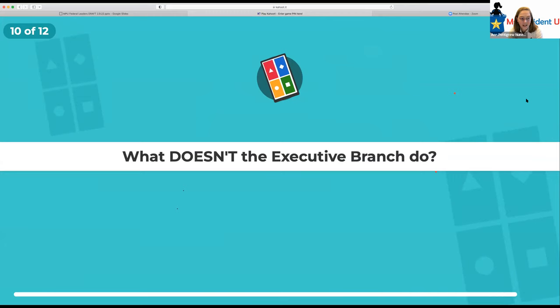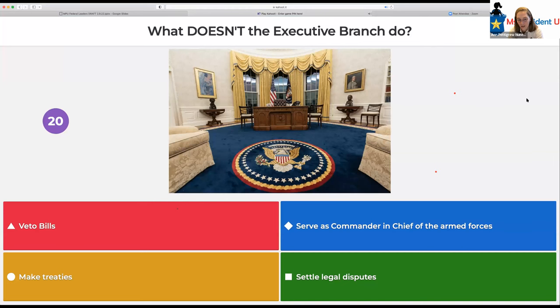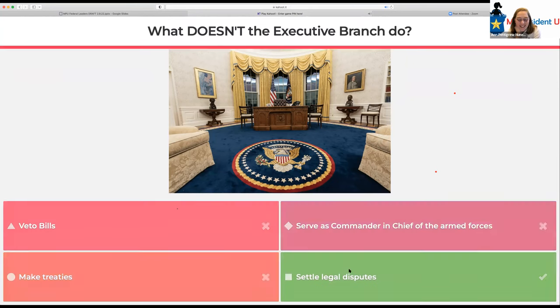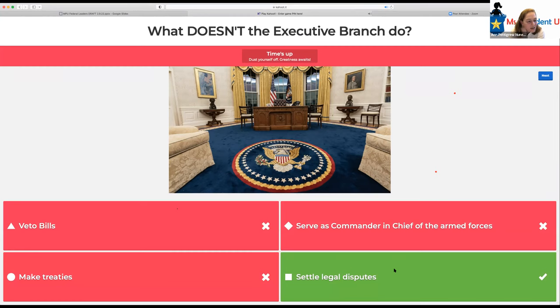Number 10, what doesn't the executive branch do? Does it not veto bills? Does it not make treaties? Does not make treaties means no, it doesn't make treaties? Not quite. Treaties are agreements, usually like peace agreements.